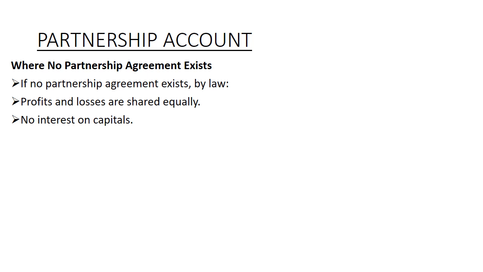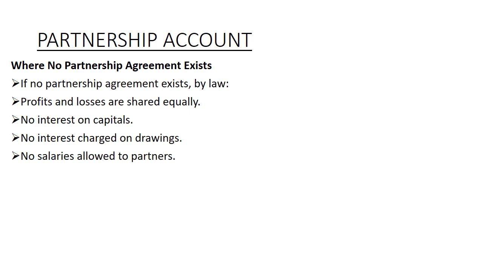Also, there is no interest that's going to be added on capital. When you add more money, there will be no interest. Also, there will be no interest charged on drawings. You can just withdraw money, no interest. And no salaries are allowed to any of the partners. So in case you have a partnership and there is a dispute, you go to court. These are the conditions: the profit and loss is going to be shared equally, there will be no interest on capital, no interest on drawings, and no partner is going to be entitled to a salary.